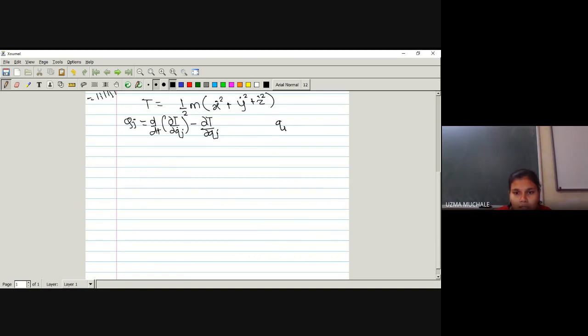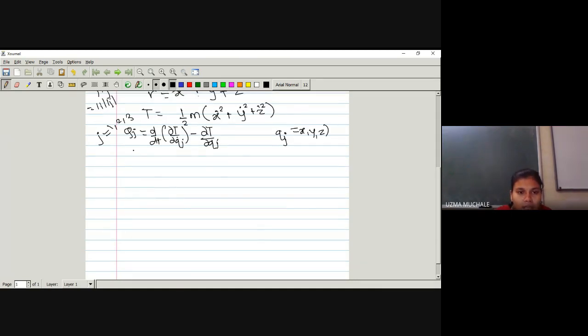We have a value of T, and what are our qj now? Qj's are nothing but your generalized coordinates. So what are qj's? Qj's are nothing but your x, y, z. So now the same equation I can write, where j is running for 1, 2, 3. Why is it for 1, 2, 3? Because how many generalized coordinates do we have? 3 generalized coordinates, because we are discussing in the 3D space. So x, y, z itself work as generalized coordinates.